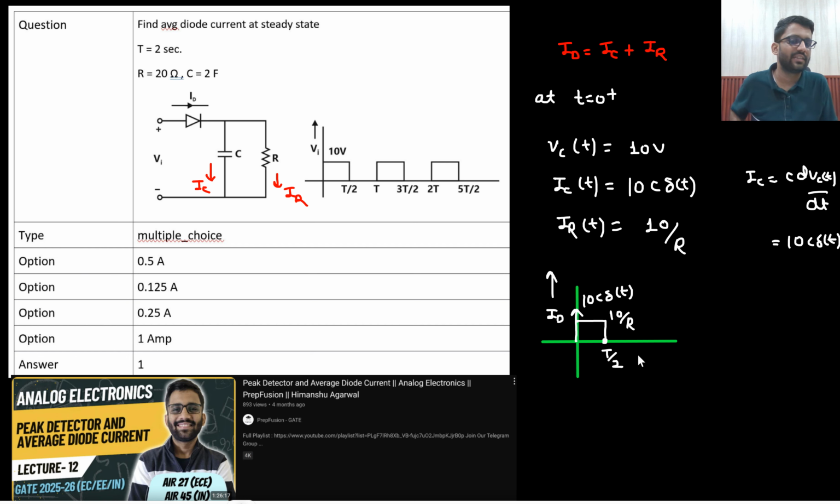But this is not the steady state. We will check the steady state now. After that what will happen? This is diode current I am drawing. Are you getting this point? 10 by R, 10 C delta t. Addition of both of them is the diode current. Till this point it is crystal clear, right?